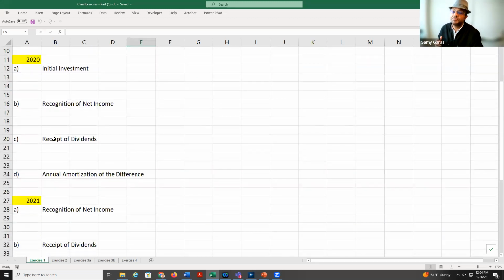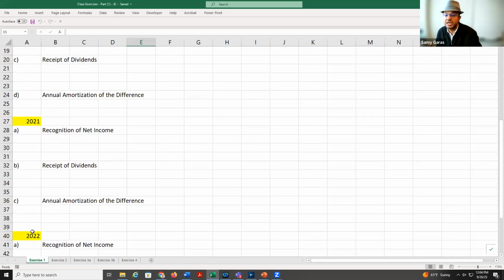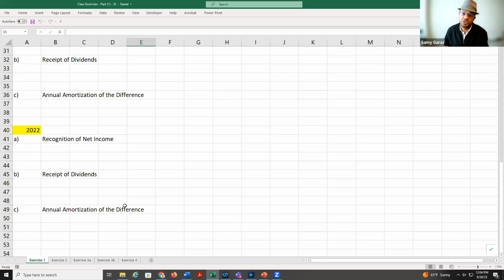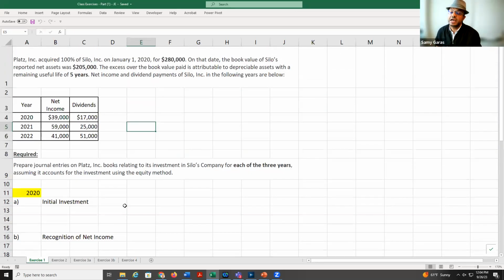And here I put it on the Excel sheet, which you will find on Brightspace, that here are the spaces for the 4 journals that we need to make in 2020, then another 3 for 21, then another 3 for 22. Honestly, I encourage you to put my video on hold now and take a minute, go to the Excel file and try to answer those journal entries, and then come back to see the answer for the exercise.